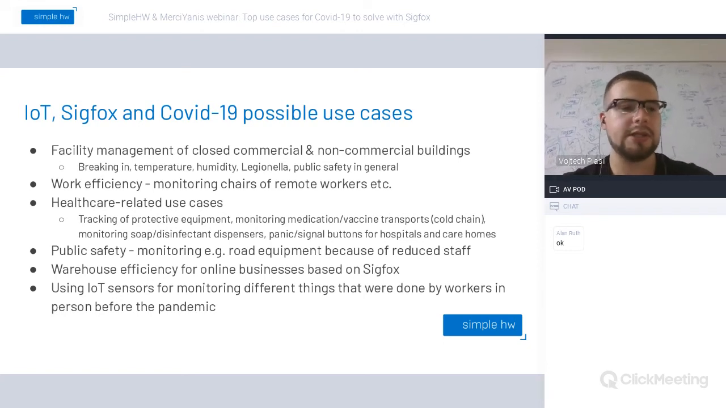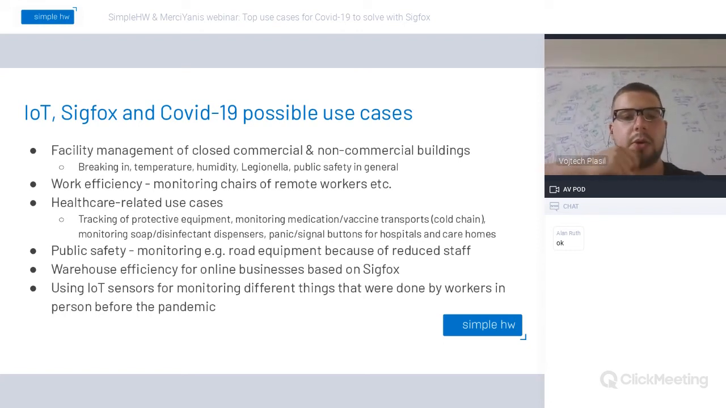Yeah, and the last point is using the sensors for monitoring things that were done manually by people in person. I've already talked about that. So yeah, I think this should be it. I think that we've gone over a few interesting things.